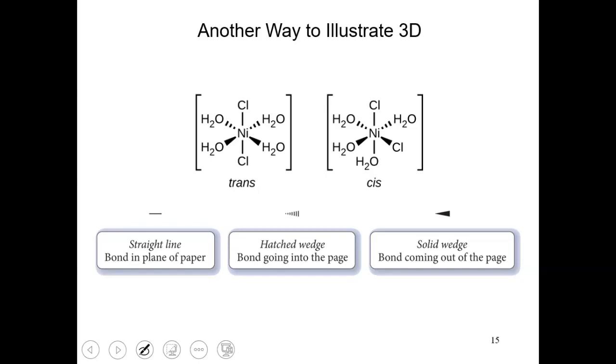You'll notice that in order to get a cis or a trans isomer, you need to have two ligands that are the same, and then the other ones have to be the same also.